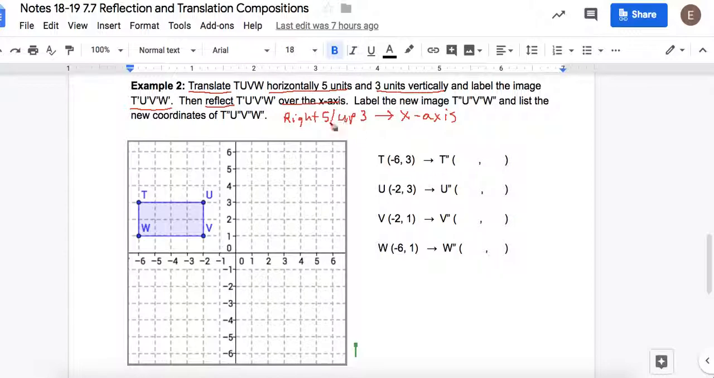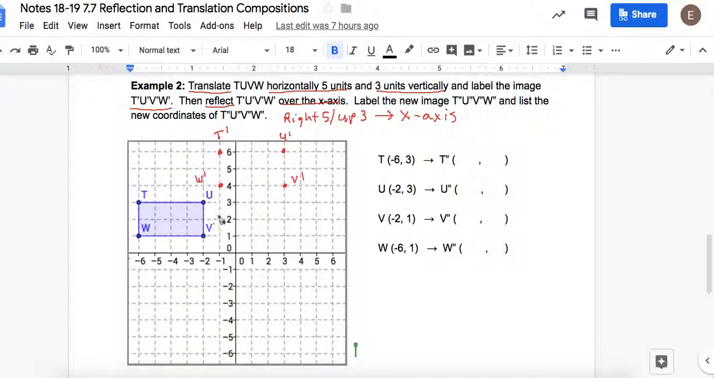Okay, so it says right 5 up 3, so we're going to start with T and go 1, 2, 3, 4, 5, and we're going to go up 3, 1, 2, 3, and we're going to call that T prime because this is our first transformation. Okay, now let's go with U, 1, 2, 3, 4, 5, and then up 3, 1, 2, 3. And notice they're even with each other because I'm just moving, so it's going to be the exact same shape and size. All right, let's do V, 1, 2, 3, 4, 5, up 3, 1, 2, 3. We're going to call that V prime. And then W, 1, 2, 3, 4, 5, 1, 2, 3.